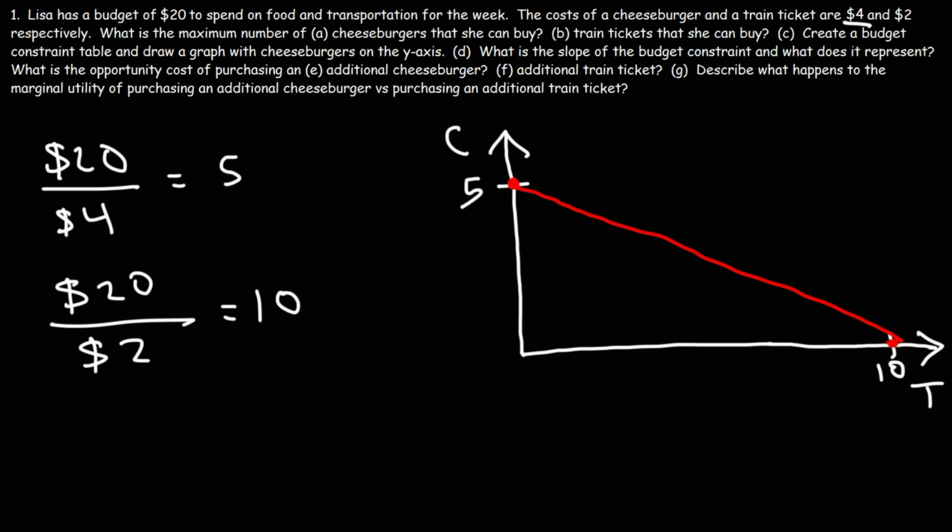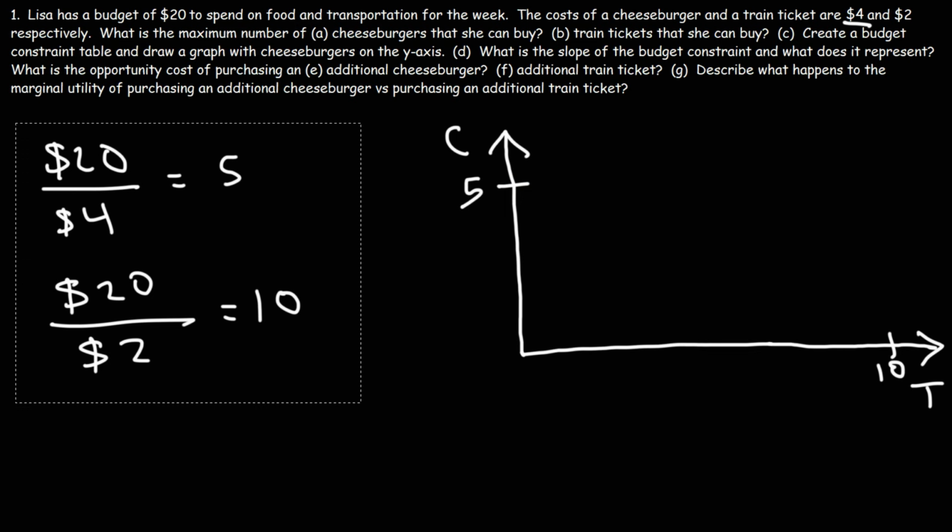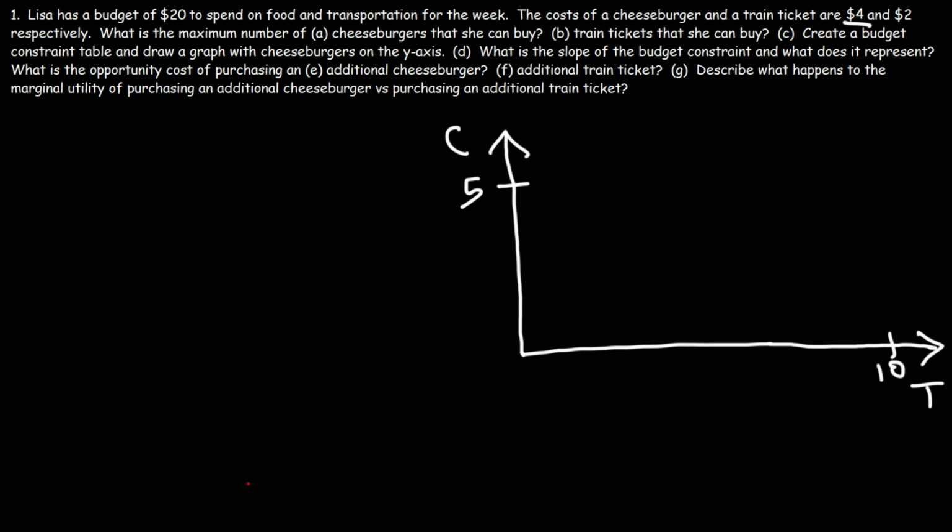So that's the simplest way in which you can draw a budget constraint graph. But now if you want additional points on this graph, it's helpful to create a budget table, which we're going to do in part C. So first, we need to come up with an equation that will help us to create the table. The budget allocated between 2 items is the price of the first item times the quantity of the first item plus the price of the second item times the quantity of the second item.